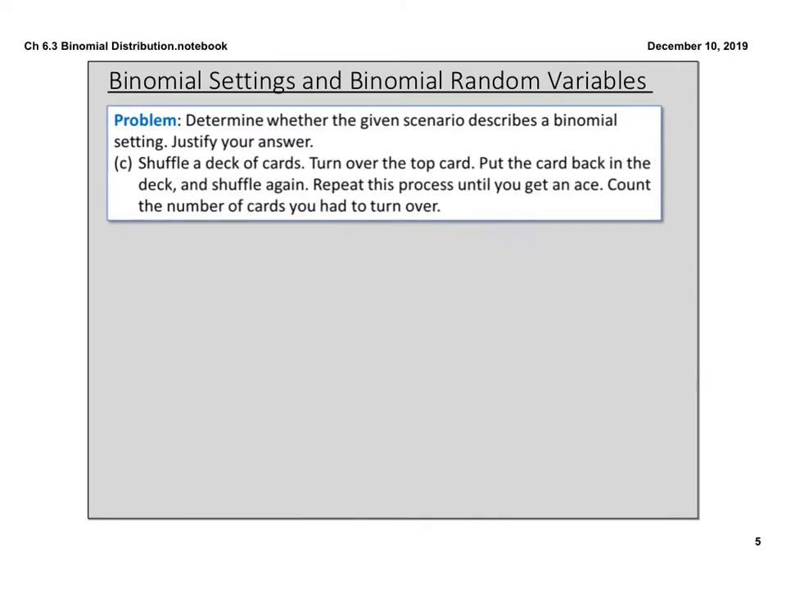All right, let's try this one. Shuffle a deck of cards, turn over the top card, put the card back in, shuffle again, repeat this process until you get an ace. Count the number of cards you had to turn over. Okay, so B, let's check our bins here. B, binary, yes. Same type of question. This is a yes because it's either ace or not.